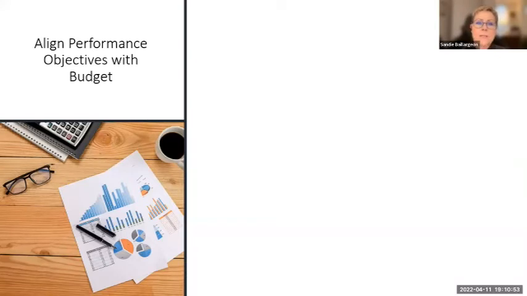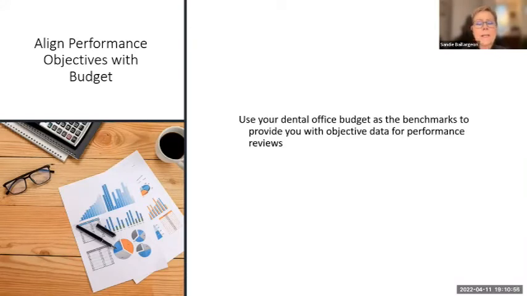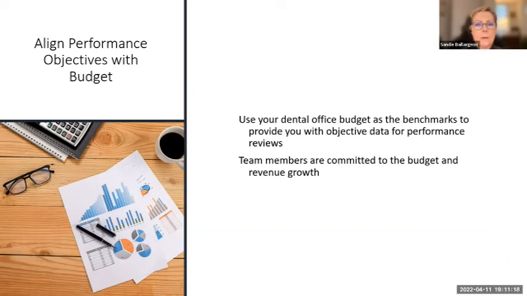Align performance objectives with your budget. So the first step in this is having your budget set in place. So you need to look at what your numbers were, project where you want your numbers to be for the next fiscal year, and that's your starting point. So that's where you're going to see how much you want to grow, in what areas you want to grow your practice, which would be all areas, and to set the goals and targets for the coming year. This way, your team members are committed to your budget.